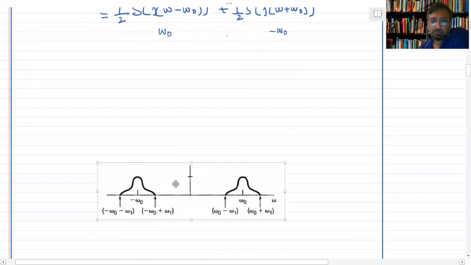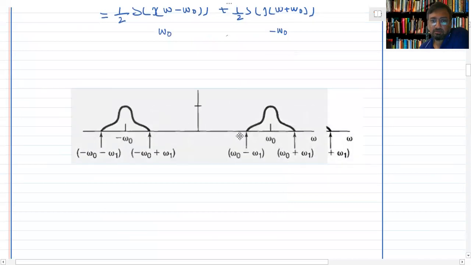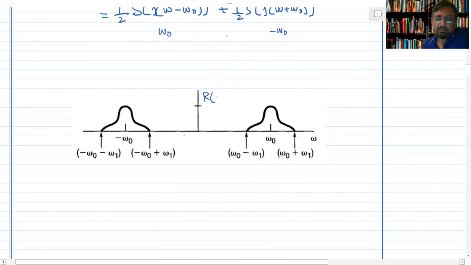So this is how Rj omega will look like when we multiply St in time domain with a cosine carrier. And there is a scaling of 1/2 as well.